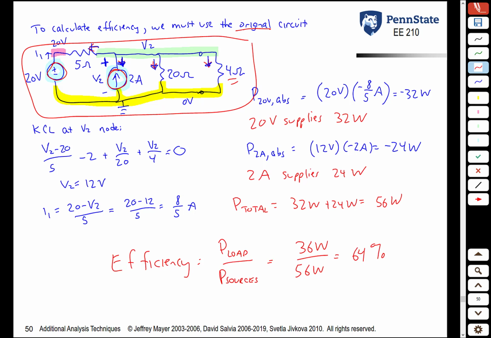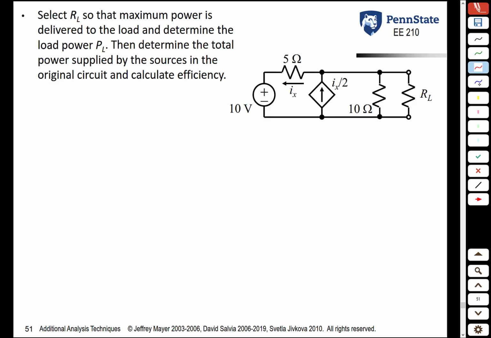Once again, you have to use the original circuit in order to find this power and this power. You cannot use the Thevenin equivalent because you lose the 20 volt source and the 2 amp source in the Thevenin equivalent model. Let's do another example with maximum power transfer and efficiency.